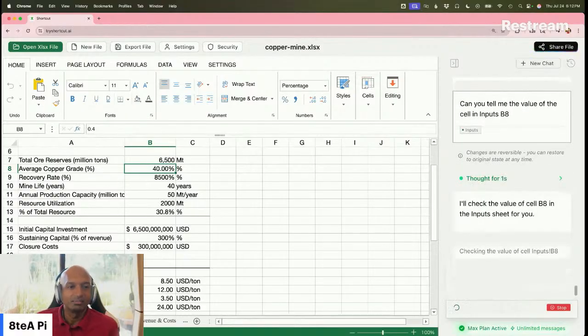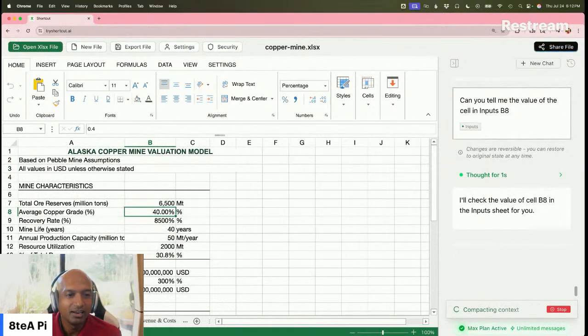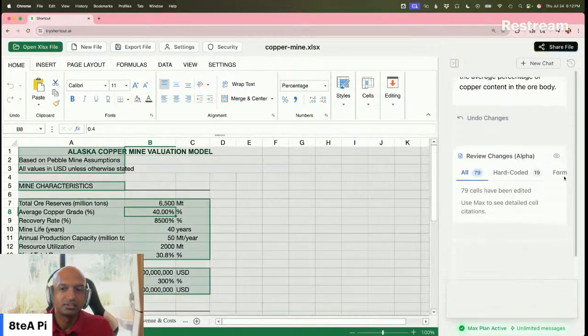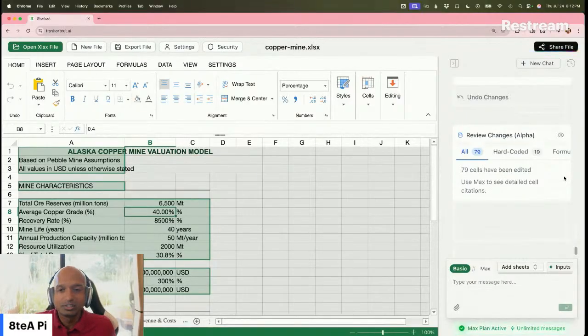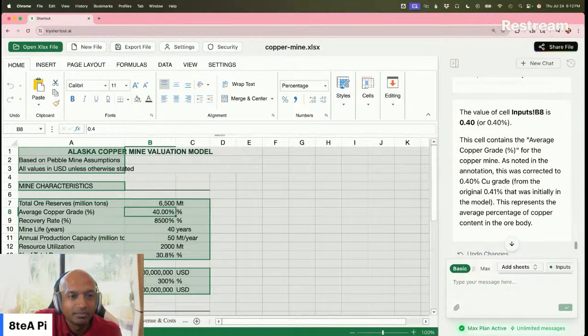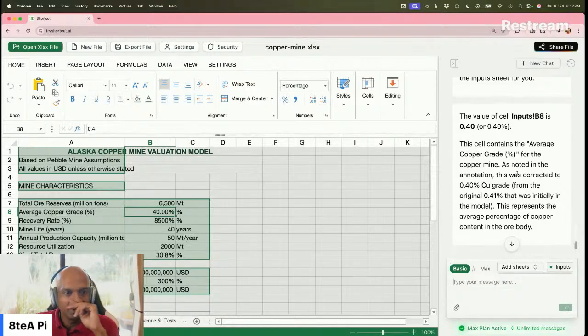I'll check the value of cell B8 in the input sheet. Okay, so it doesn't have it in memory. That's an interesting finding, right? It doesn't really have it in memory. It has it on the spreadsheet. So maybe it's using the spreadsheet as kind of a memory there. The value of cell inputs B8 is 0.40 or 0.40%. Aha. Okay. So it is reading it at 0.4%.